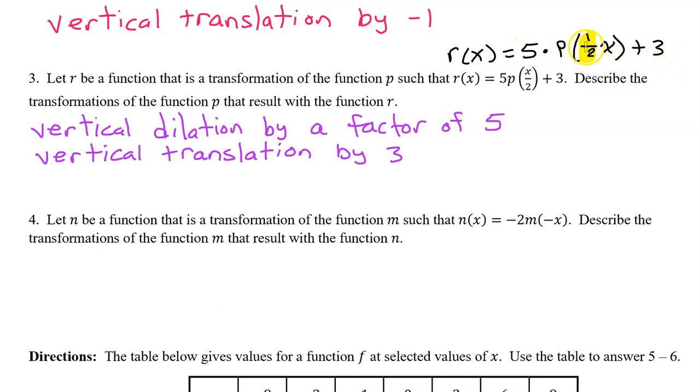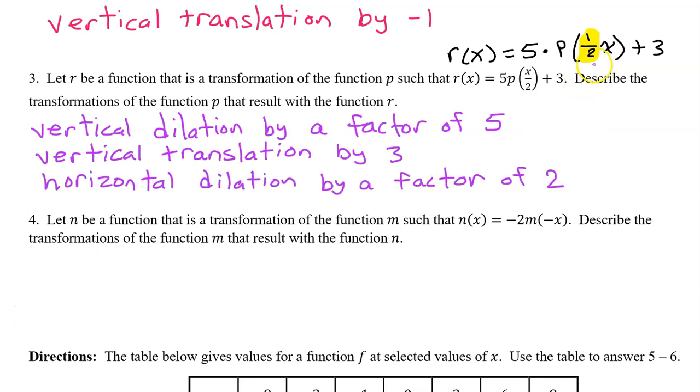A multiplier on the inside of a function is a horizontal dilation. Horizontal transformations happen the opposite of the way they look, so multiplying by 1/2 gives a horizontal dilation by a factor of 2, the reciprocal.